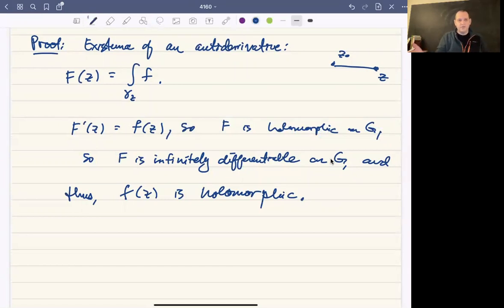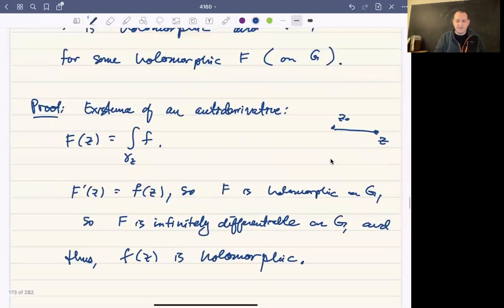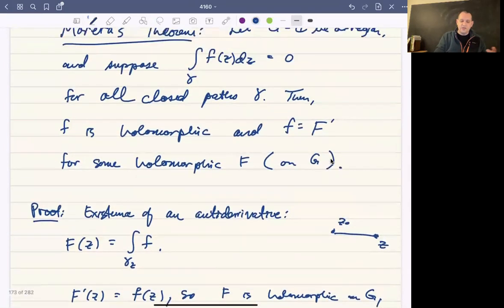Okay, so there we go. So that's Morera's theorem. This says again that if you have a function little f and the integral is 0 for all closed paths gamma, then that function little f is holomorphic and has an antiderivative. Okay, so that's Morera's theorem.